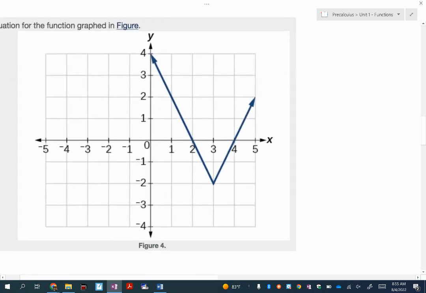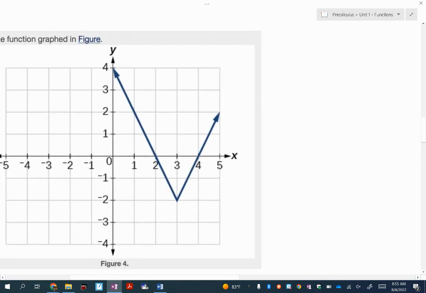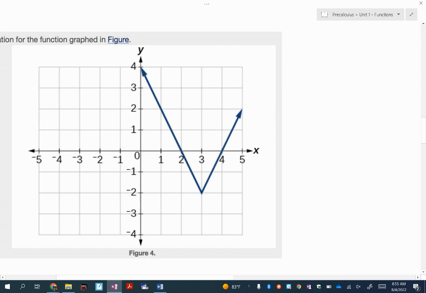So let's try to write an equation for this one. When I look at this one, and this is just habit, I always plot the parent function from my toolkit. So I'm going to plot 0, 0 for my vertex, and then I'm going to plot my slope of my lines at positive 1 and negative 1. Again, that's something that you should have committed to memory at this point.